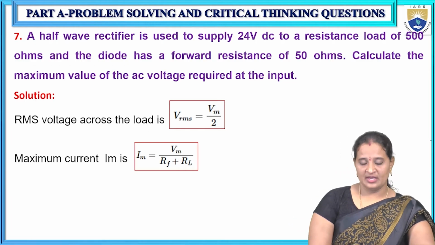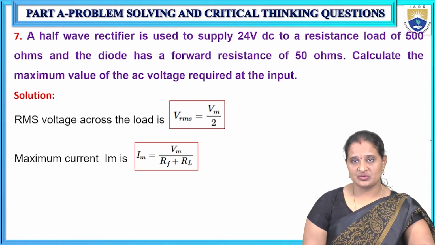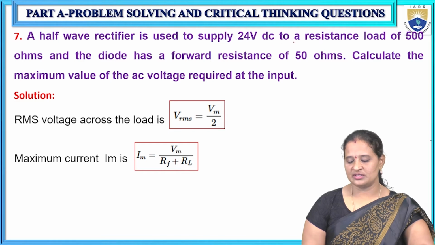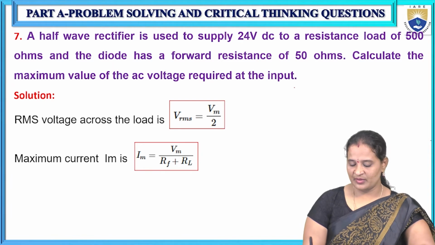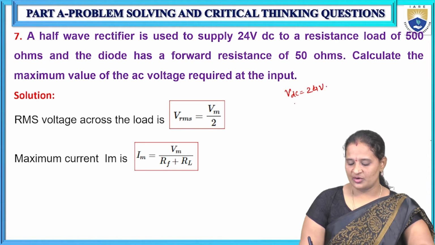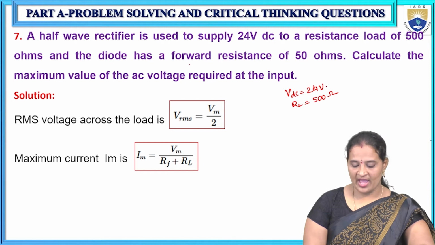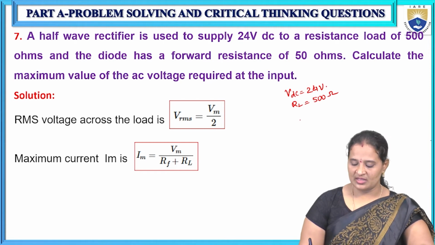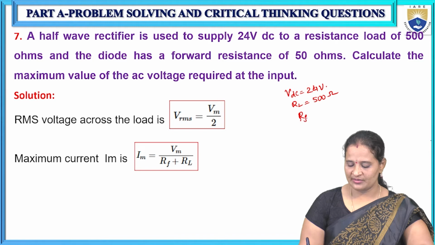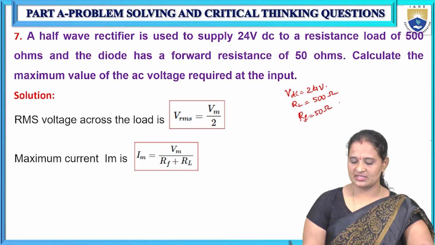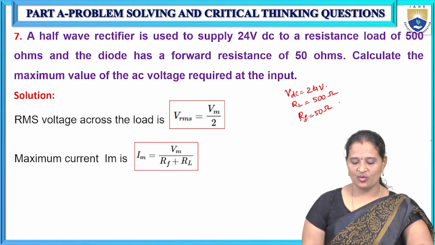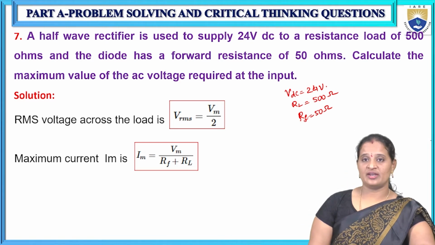Now coming to the next one. A half wave rectifier is used to supply 24 volts DC to a resistance load of 500 ohms. That means what is given here? VDC is given, that is 24 volts, to a load resistance RL of 500 ohms. And the diode has a forward resistance of 50 ohms, that is the RF value. Calculate the maximum value of AC voltage required at the input.